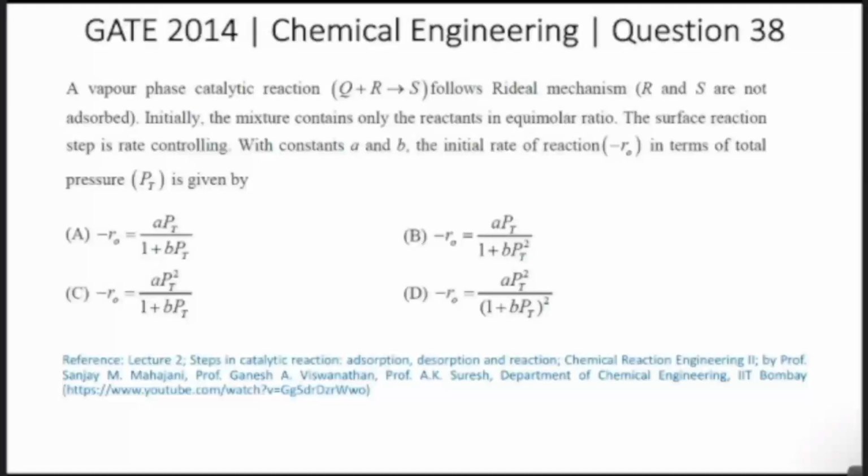There's a question from GATE 2014 from Chemical Engineering, question number 38. A vapor phase catalytic reaction Q plus R giving S follows Eley-Rideal mechanism where R and S are not adsorbed. Initially, the mixture contains only the reactants in equimolar ratio. The surface reaction step is rate controlling. With constants A and B, the initial rate of reaction minus RO in terms of total pressure PT is given by dash, and the four options are given as here.